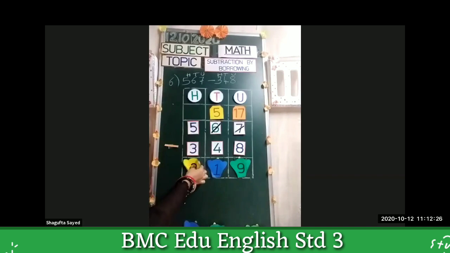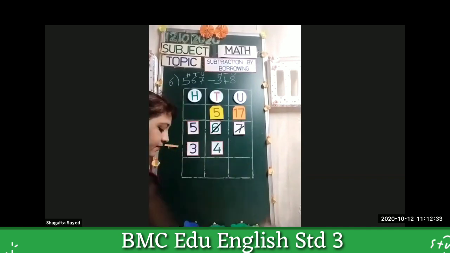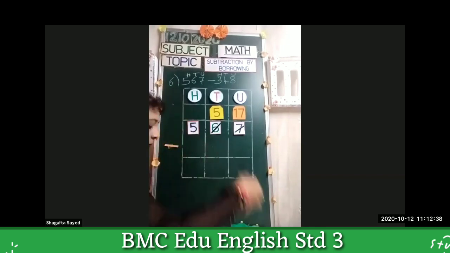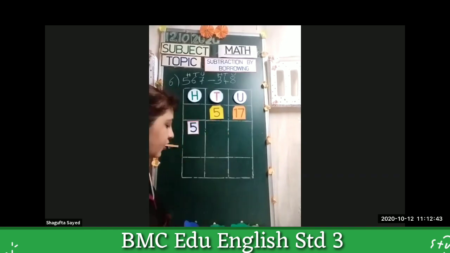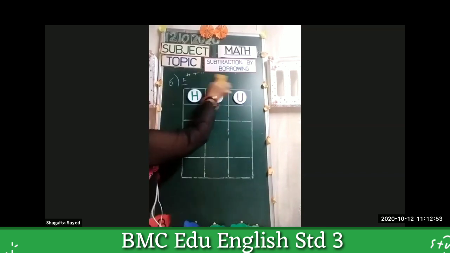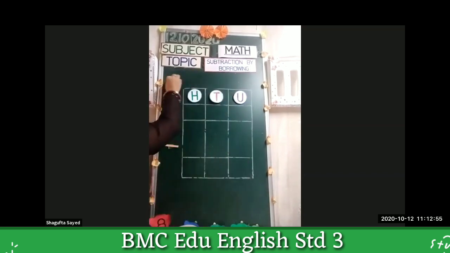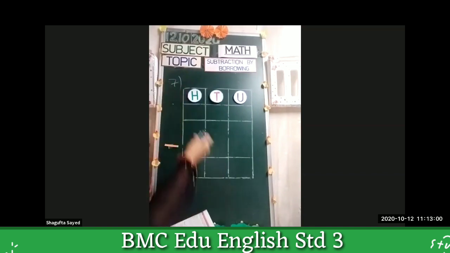One more, right? We will solve one more sum. Wait, fast, fast. Then we'll see a PPT for a revision. First, we'll solve one more sum. This will be the last sum. Let's see.